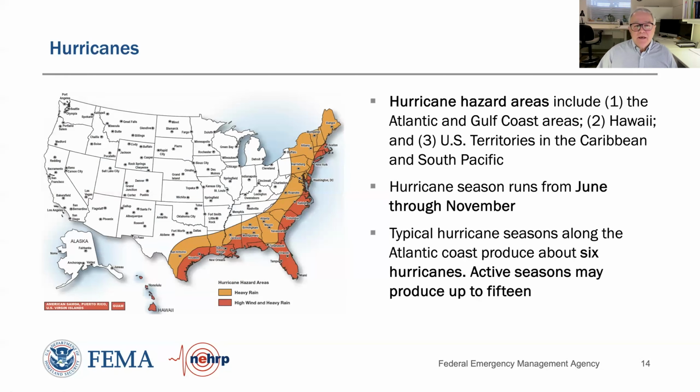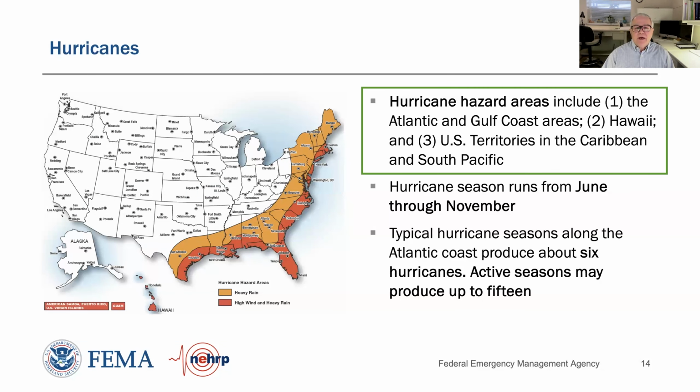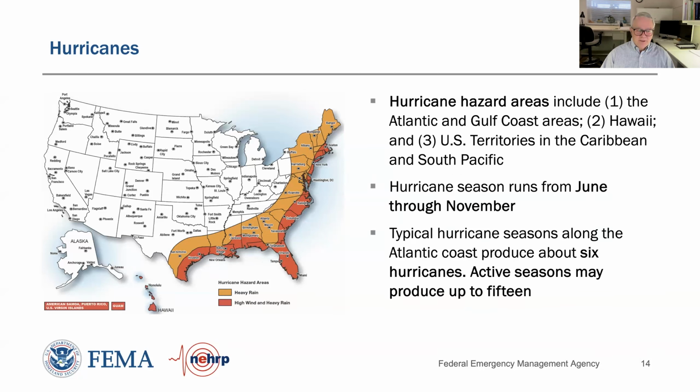Next, hurricanes. Hurricane hazard areas include basically the Atlantic and Gulf coasts, Hawaii, and U.S. territories in the Caribbean and South Pacific.